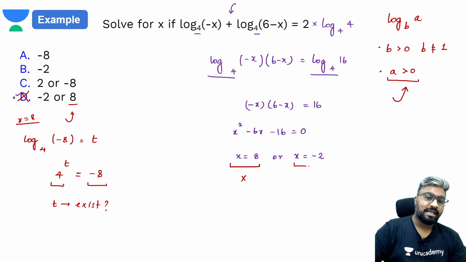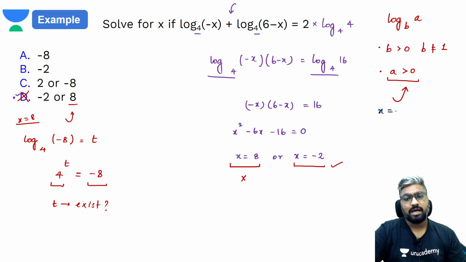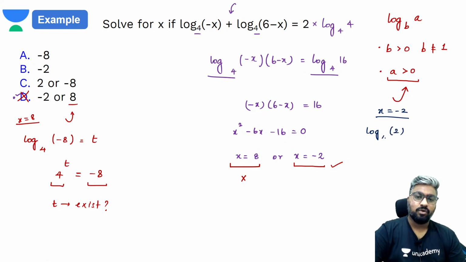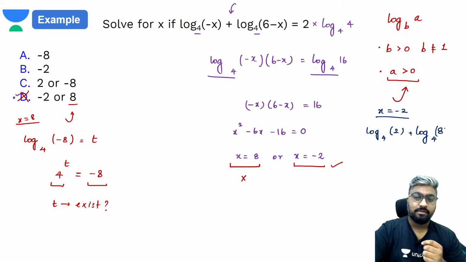X equal to minus 2 will work. If I put x equal to minus 2, what will I get? Log of minus of minus 2, which is plus 2, to the base 4, plus log of 6 minus of minus 2, which is 6 plus 2, so log 8 to the base 4. Understood? This should be equal to 2. Is this clear, guys?